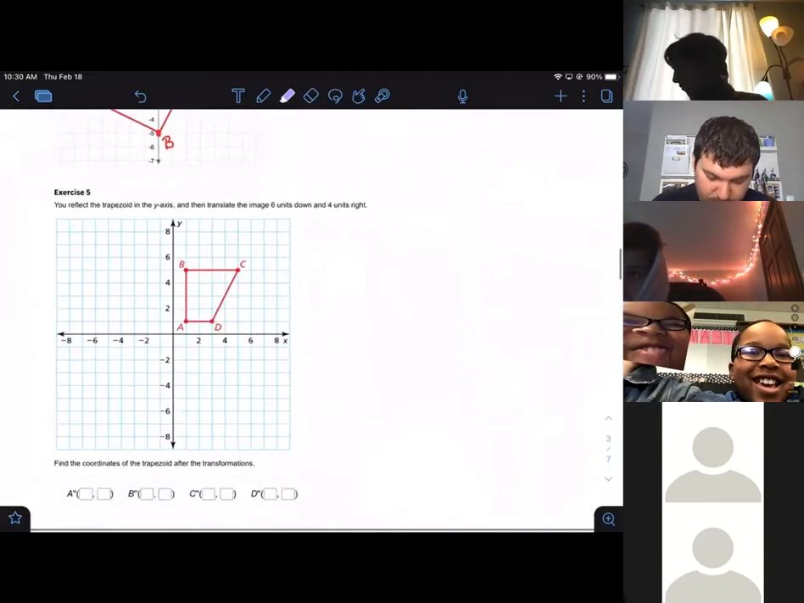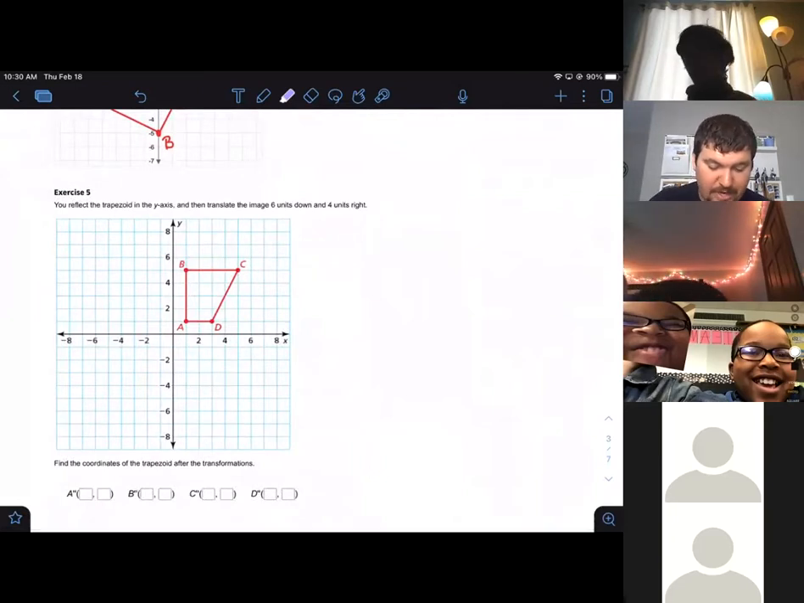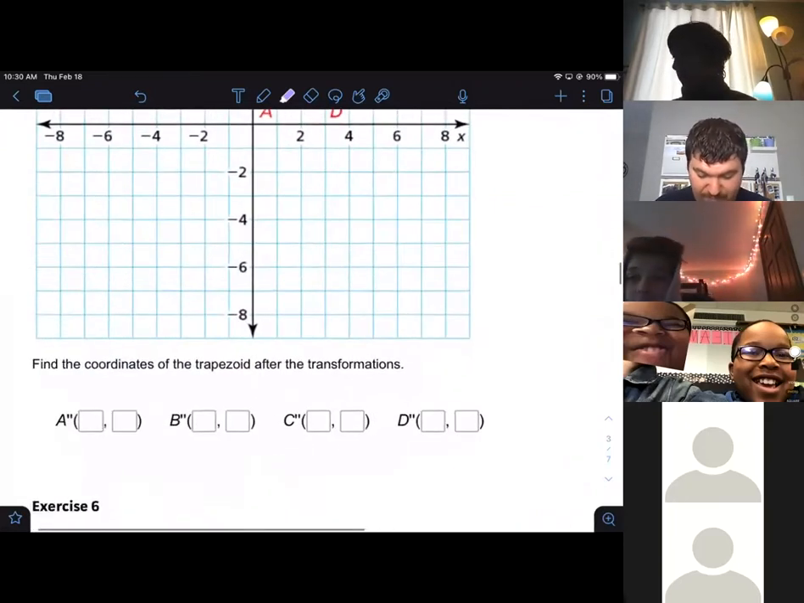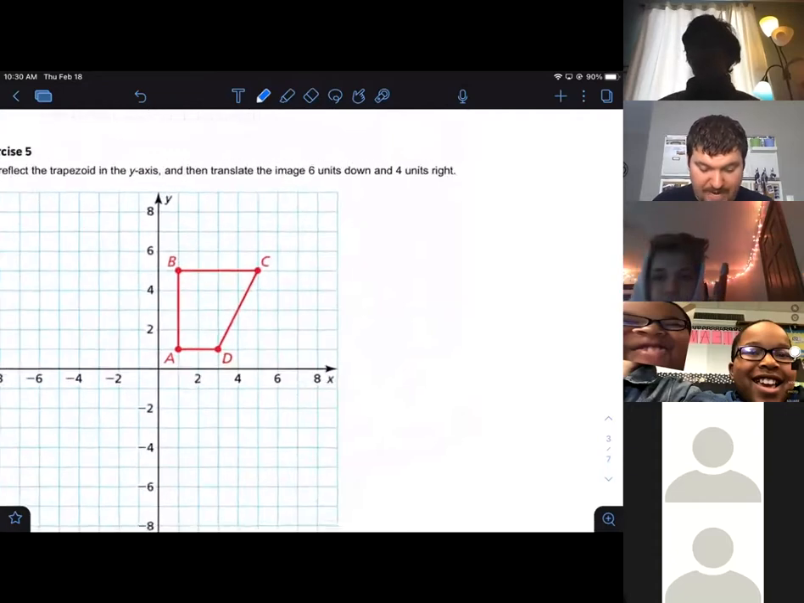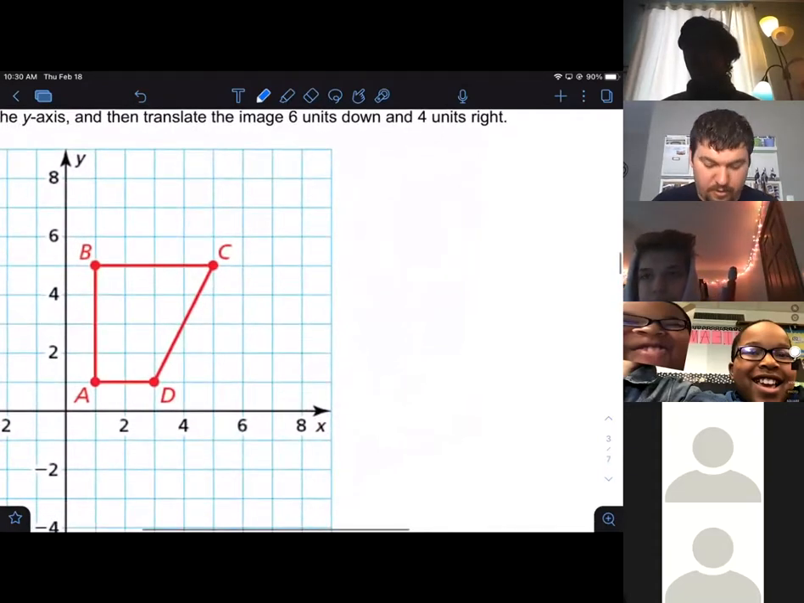Number 5 says you reflect this trapezoid over the y-axis and then translate it 6 units down and 4 units right. So it wants to know, what are the coordinates after I do that? I don't need to draw anything on the coordinate plane. I mean, you could if you wanted to, but I don't need to because I have the coordinates and I'm just going to use arrow notation.